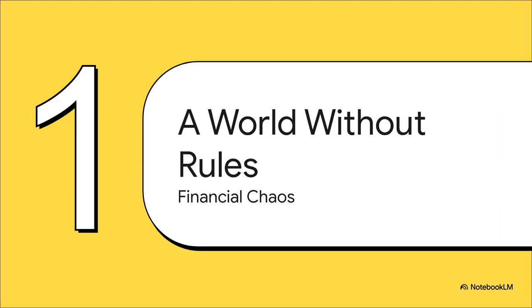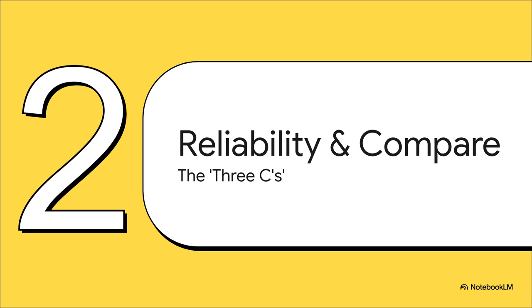So let's just start with a quick thought experiment. Picture a world with absolutely no set rules for accounting. A company could, say, change how it values its products from one year to the next, just to make its profits look a little healthier. Comparing that company's performance over time would be totally meaningless. You'd have absolute financial chaos. And that chaos is exactly the problem IAS 8 was created to solve.